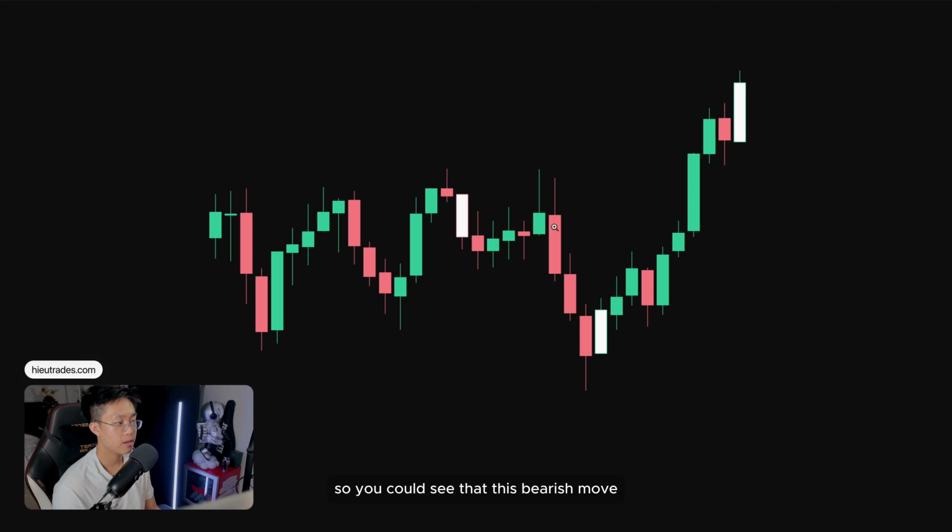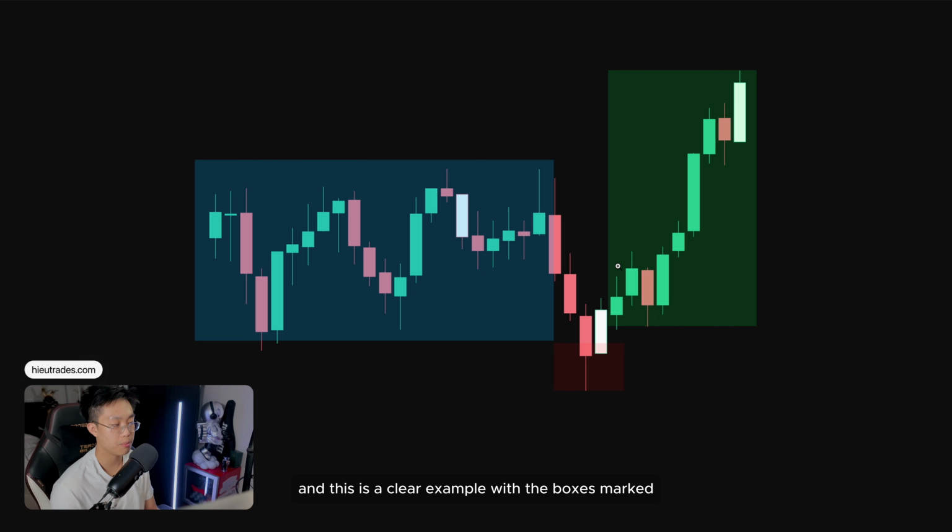So you could see this bearish move compared to this singular bearish candle, you could compare the strength between the initial attempt from sellers versus the second attempt from sellers. So that is what you get here with your manipulation and your distribution higher. And this is a clear example with the boxes marked: accumulation, manipulation, distribution.